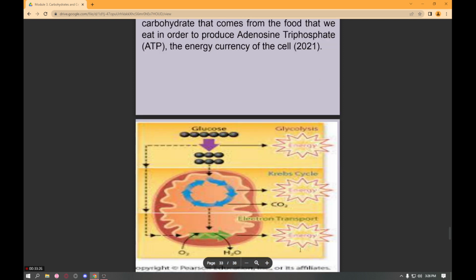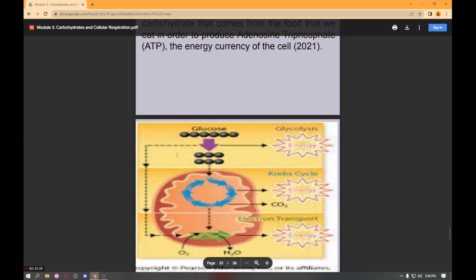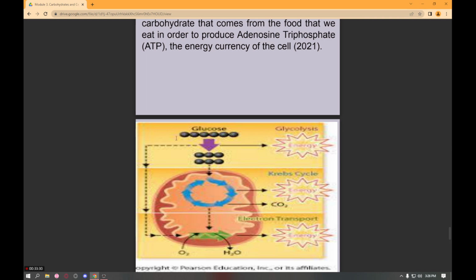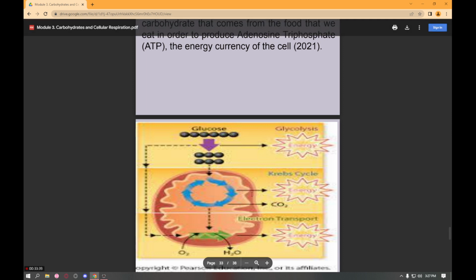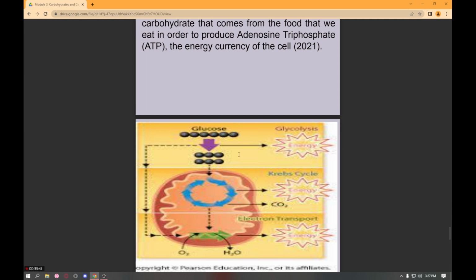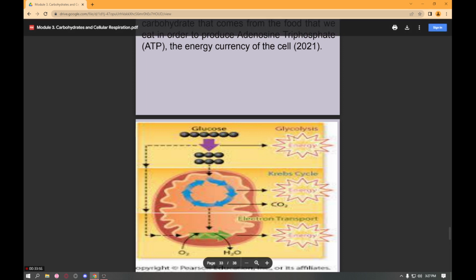Okay, so there are three processes of your cellular respiration. These are your glycolysis process, your Krebs cycle, and your electron transport chain. It needs energy, so through the presence of your ATP, which is the energy currency, it is released in order to break down this glucose into ATPs. Okay. So first, let us tackle the glycolysis process.